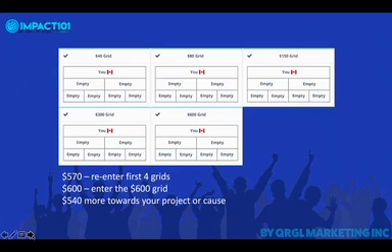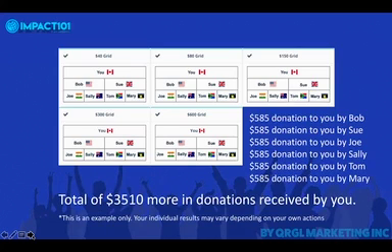As Bob and Sue and Joel and Sally and Tom and Mary help their people with their 2, they're going to do the same thing. Complete their grids, use the 1710 they received to re-enter the first 4 grids for $570, enter the $600 grid, and put $540 towards whatever they're raising funds for.